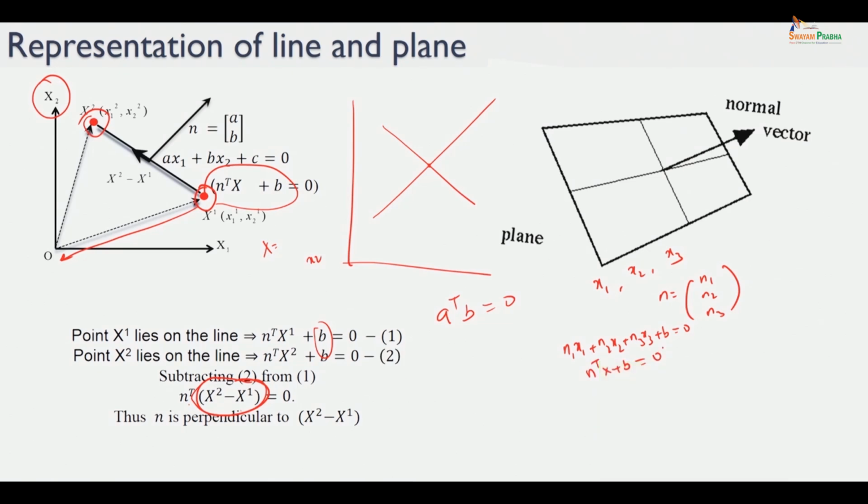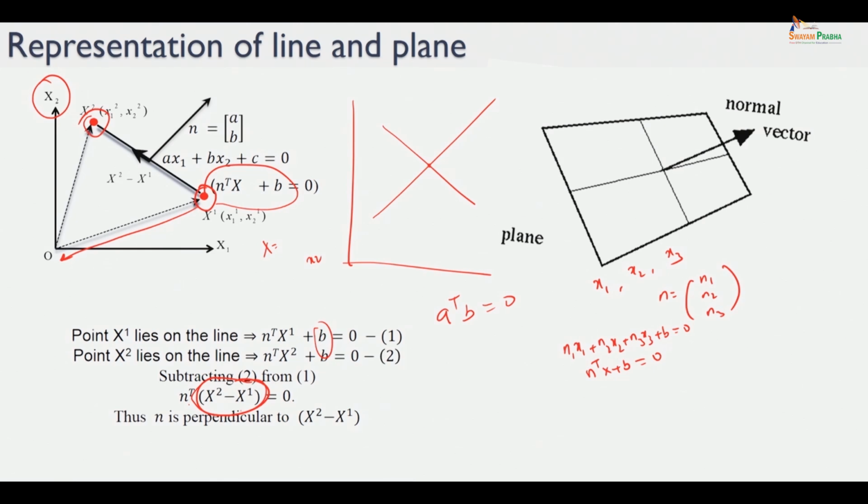So, irrespective of the dimension of your system, you can always represent a single linear equation in this form, n transpose x plus b equals 0. Now, we ask what a single equation would represent in a 3-dimensional space, and in a 3-dimensional space a single equation would represent a plane, a 2-dimensional object.